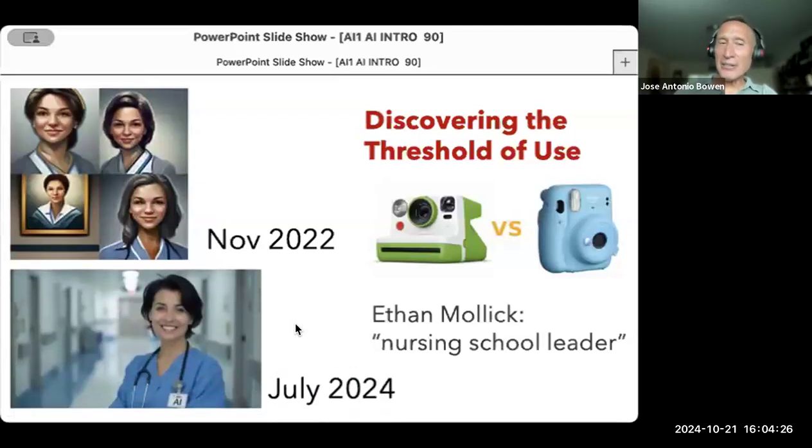But if you ask exactly the same tool the same question 18 months later, you get this. Has that passed the threshold of use? That's your question for you. So there may be something that AI can't do today or couldn't do 6 months ago. 6 months ago, maybe it couldn't do your departmental schedule. But now it can, because they're introducing new tools, new ways of doing things all the time.